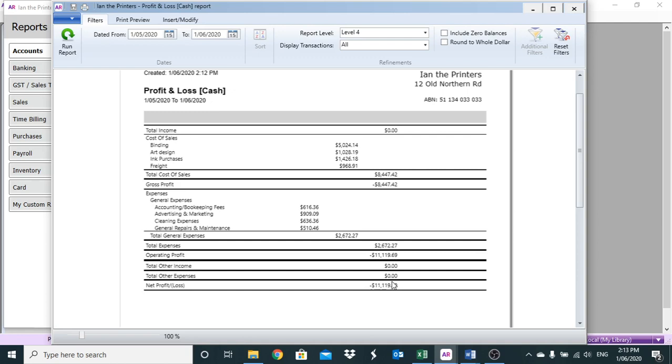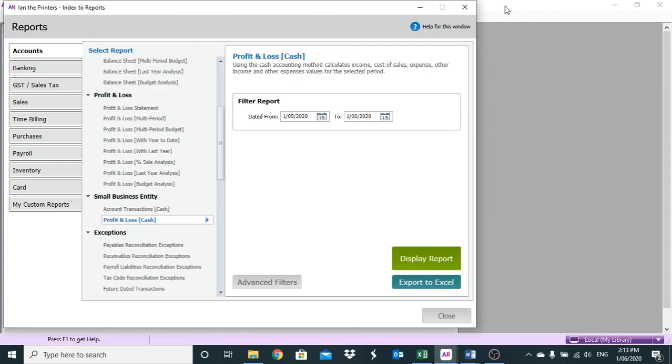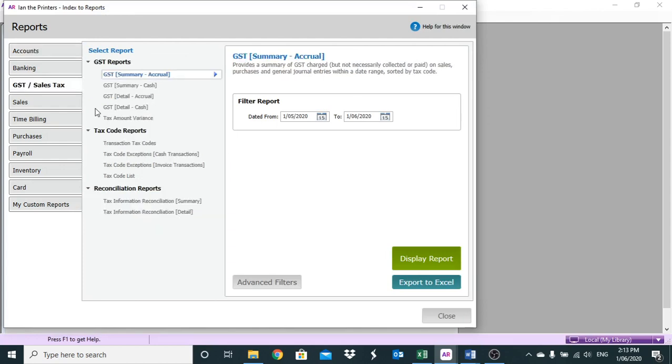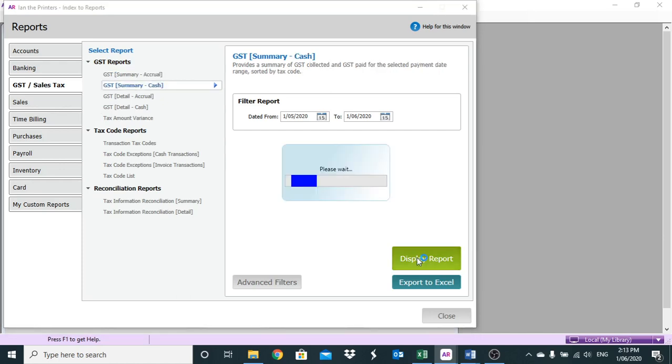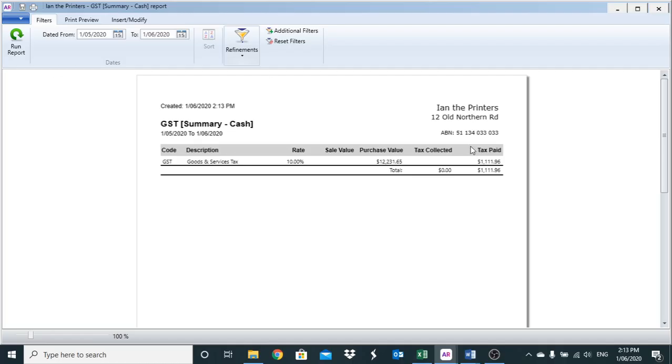We'll now move on to the GST report. So we'll close this one off, and then we'll come over to GST over here. The first one we'll look at is the GST on a cash basis, which is here, and we'll display this. Now, all our expenses have been capturing GST. We've had no GST-free sales. So essentially, it's going to be our total expenses divided by 11, which is this over here.